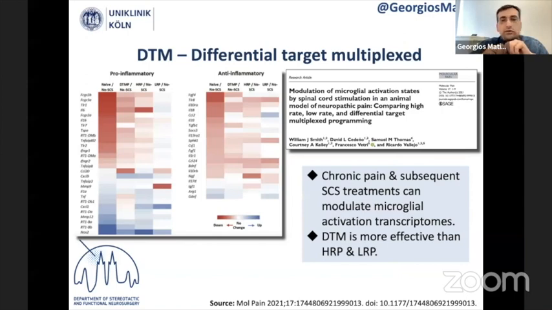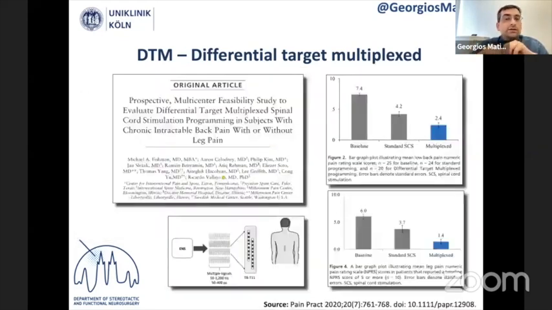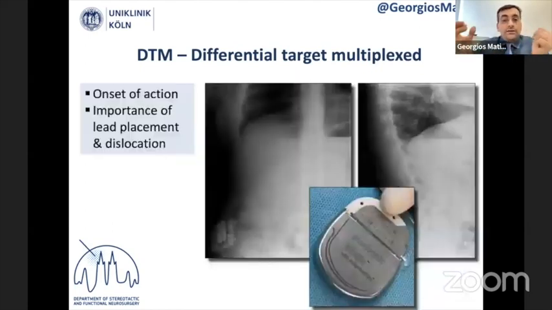There are publications, research conducted on animals, showing that results with DTM are better as compared to the results with low and high frequency. There are results in humans showing that the back pain starting from 7.4 is down to 2.4 and leg pain from 6 to 9.4. This is the neurostimulator that can provide this algorithm.